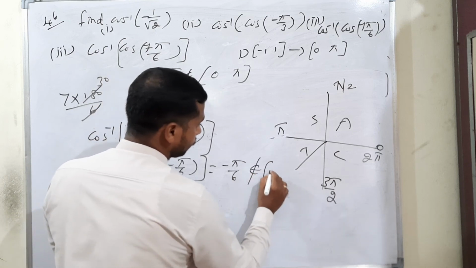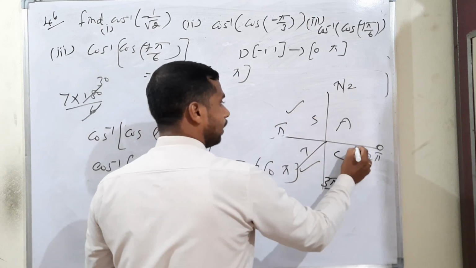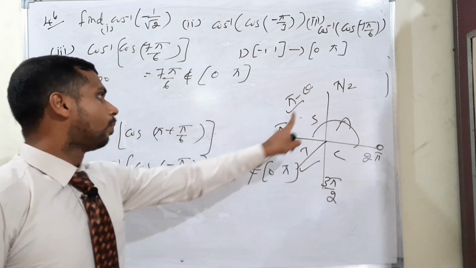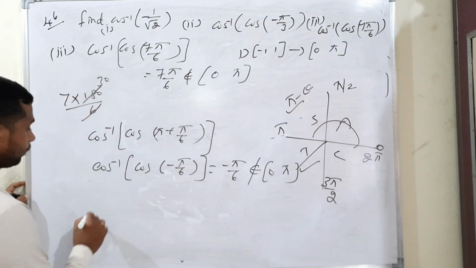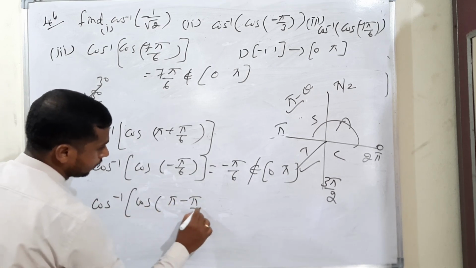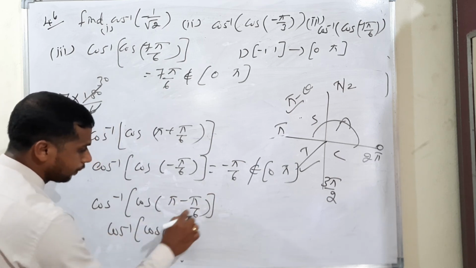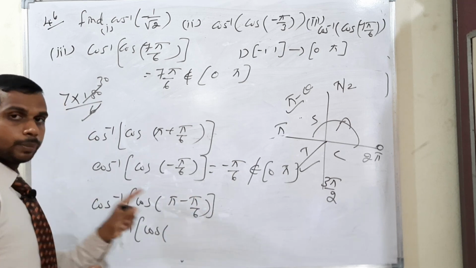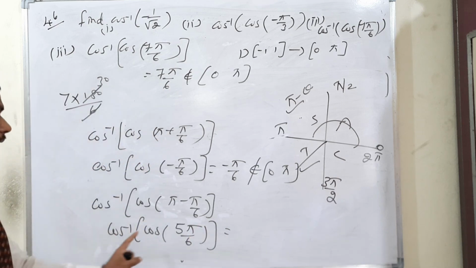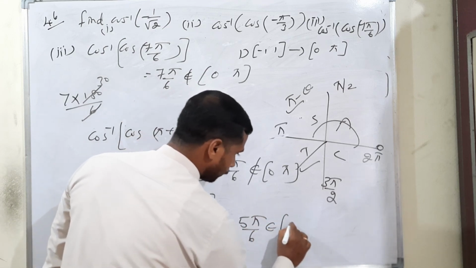So cos inverse of cos x gives negative pi by 6, which does not belong to 0 to pi. Cos is negative in the second and third quadrants. According to the cyclic way, for the second quadrant we use pi minus theta, where theta is pi by 6. Therefore, cos inverse cos of pi minus pi by 6 means 6 pi minus pi, which is 5 pi by 6. Cos inverse and cos cancel, giving 5 pi by 6, which belongs to 0 to pi.